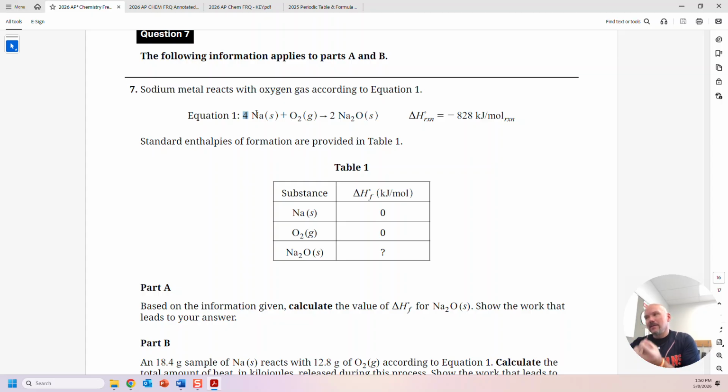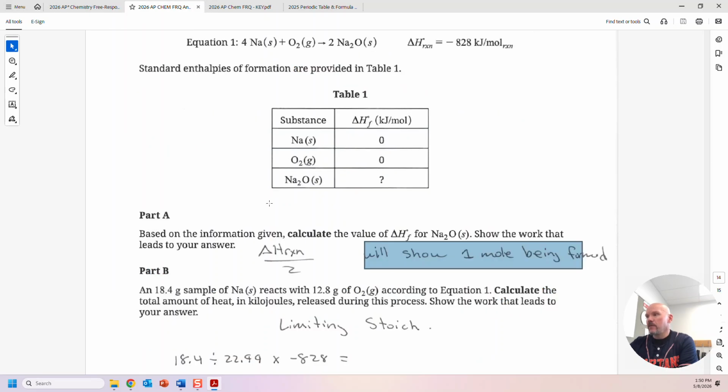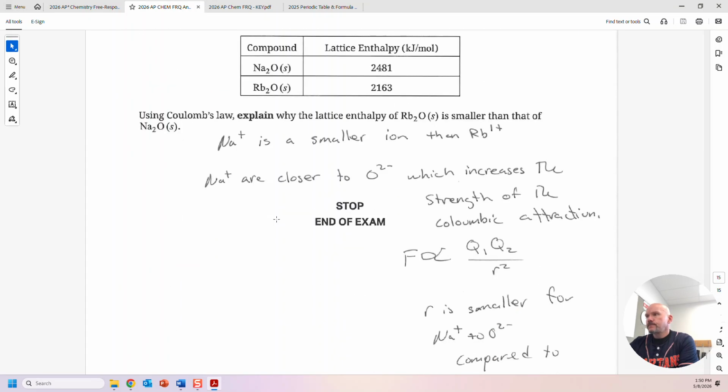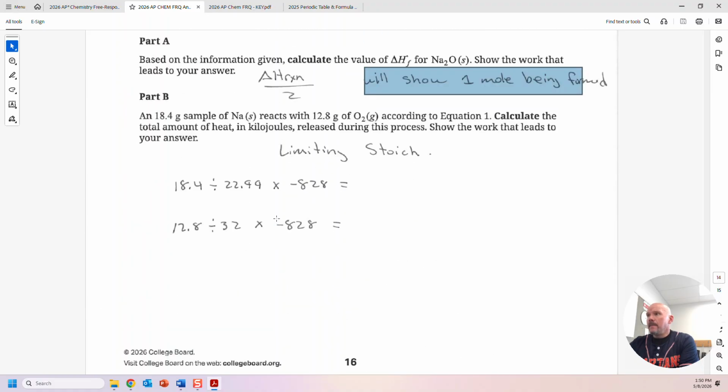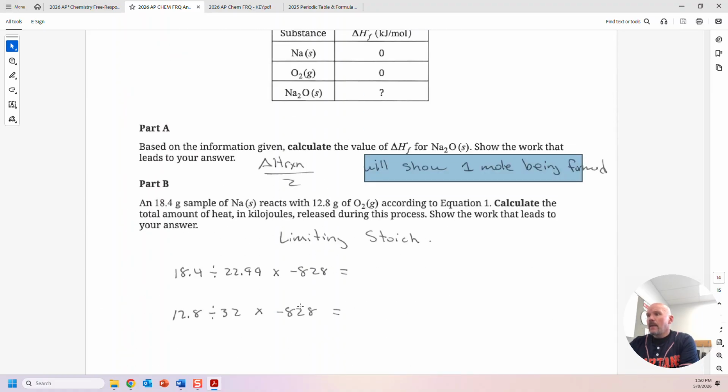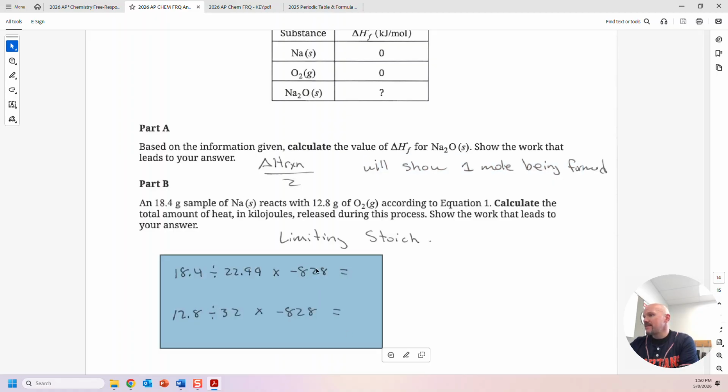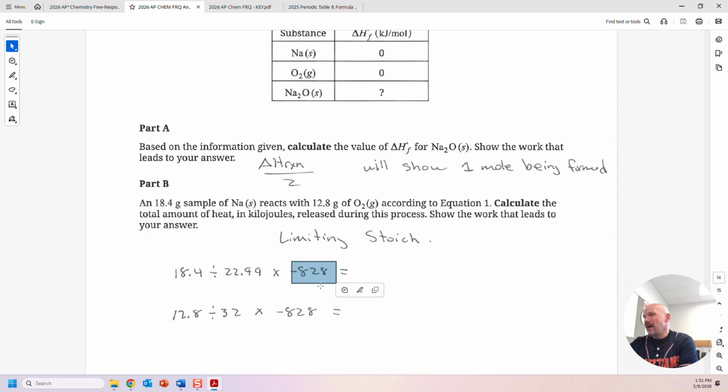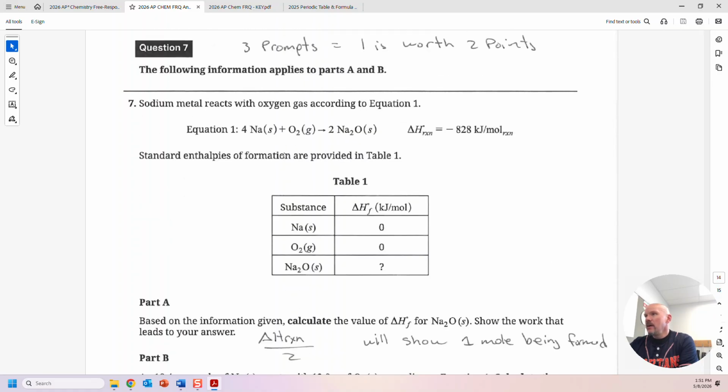So don't just go, I think oxygen is limiting. I just have to use that information. I don't have to waste my time worrying about what sodium's going to do, because if you did, you would get that wrong. So you have to be careful with that. Again, it's limiting reactant stoichiometry, and I have it almost set up. But there's one missing step here: I would have to be dividing by 4, because it's this much energy for 4 moles of sodium, not that much energy for 1 mole of sodium.